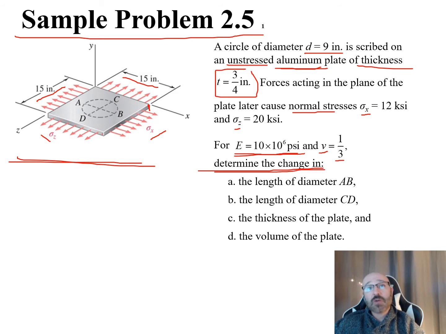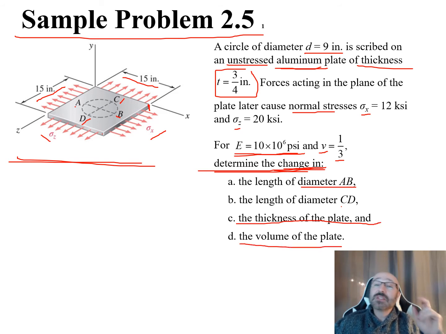They want us to determine 4 different things. They want us to determine the change in the length of diameter AB, so from A to B as this stretches. The change in length of diameter CD, so going in this direction right here, in the z direction. The change in the thickness of the plate, and the change in the volume of the plate. So we have A, B, C, and D, 4 different things that we're going to need to solve for within this problem.